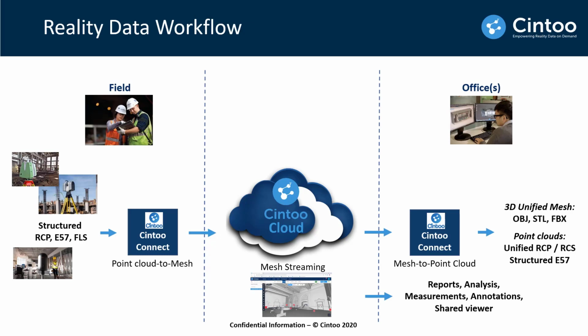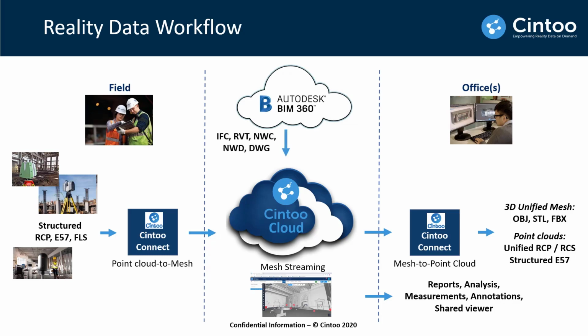We can also produce reports, analytics, measurements, and annotations, as well as create hyperlinks to a shared viewer for distribution to those not on the project team. When we connect to BIM 360, we can pull IFC, Revit, Navisworks, and 3D DWG models into our project. The goal is to overlay the model with the scan data to detect issues. Those issues can be pushed back to BIM 360 as a BCF, or BIM collaboration file, for distribution in your issue tracking applications.